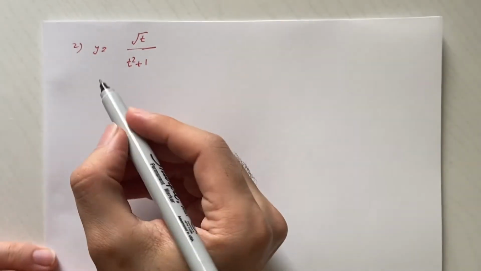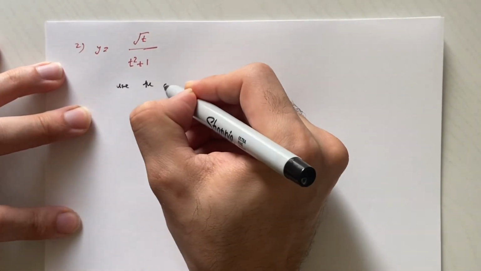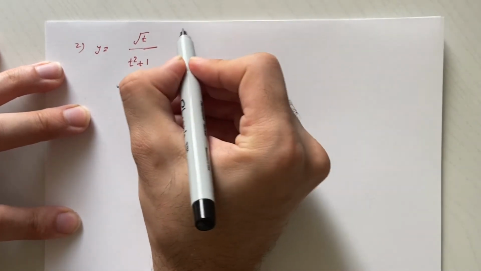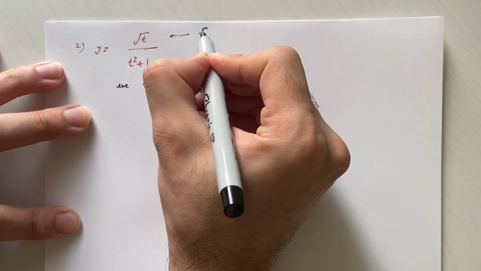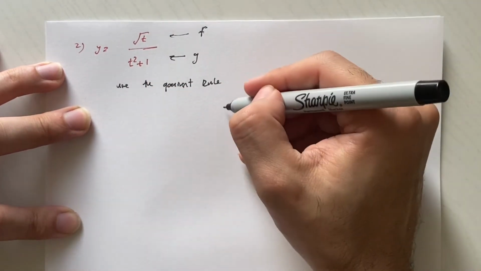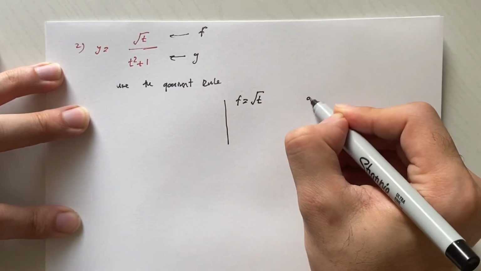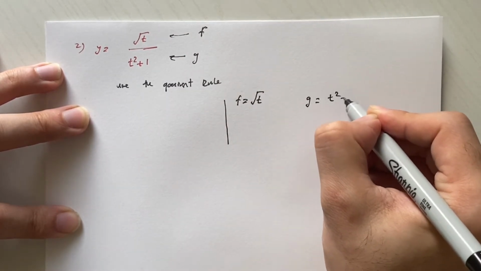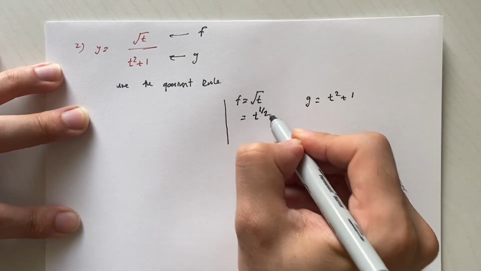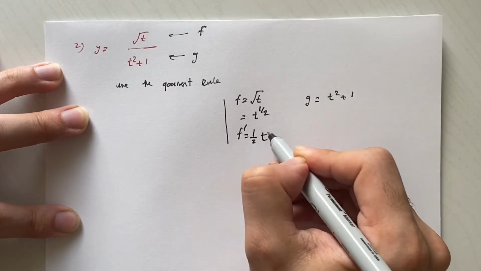Here we have y as the square root of t over t squared plus 1. Since this is a fraction, we can use the quotient rule. So I'm gonna assign f to the top and g to the bottom. We can also use the product rule, but here I choose to do the quotient rule. So f again is assigned the top and g is assigned the bottom, and then I'm gonna find their derivatives.